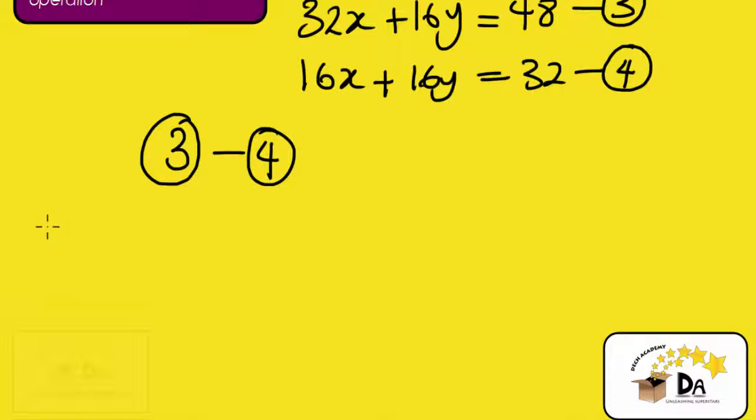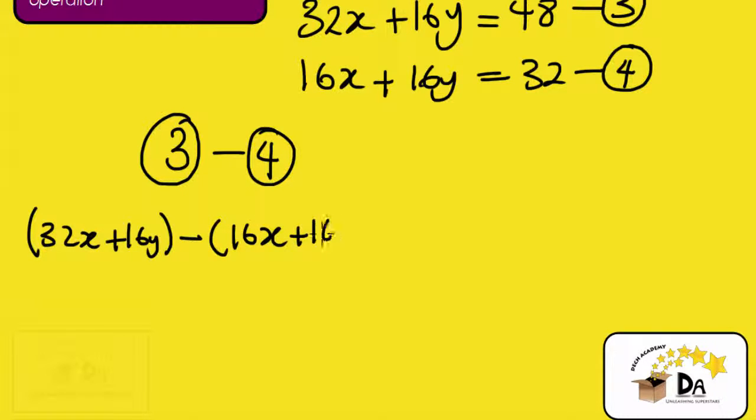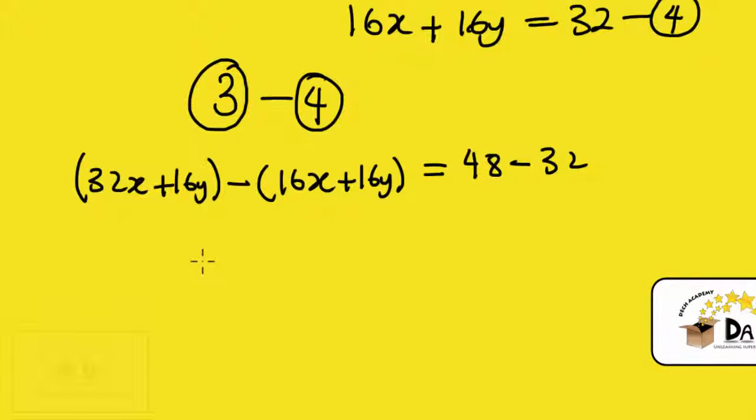So let's do the left hand side subtraction. Left hand side of equation 3 is 32x plus 16y, minus the left hand side of equation 4, which is 16x plus 16y, equals the right hand side of equation 3, 48, minus the right hand side of equation 4, 32. Now we just simplify and we get an equation in which y doesn't appear.